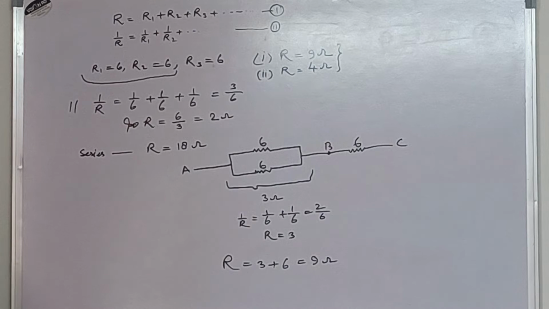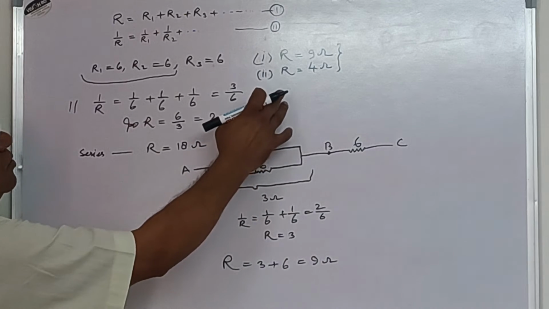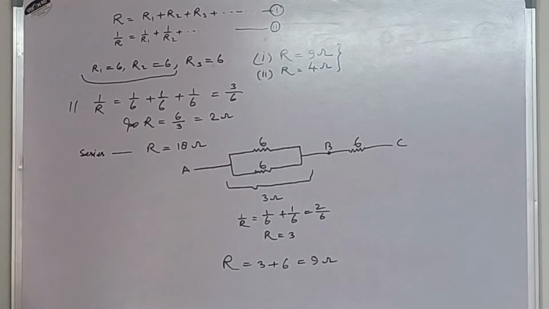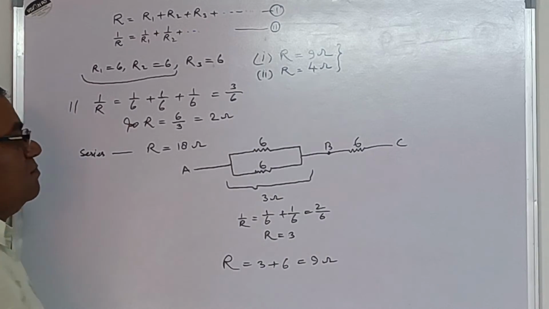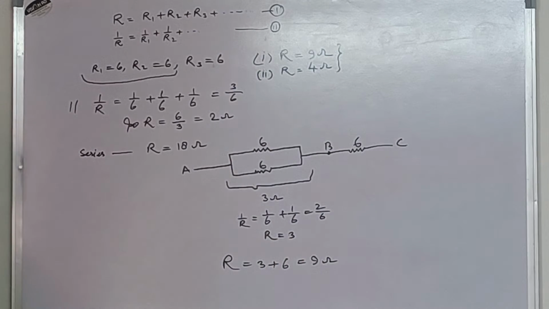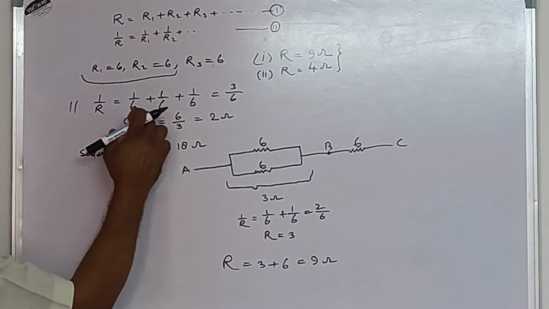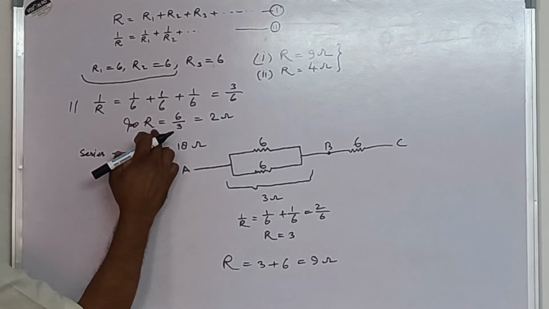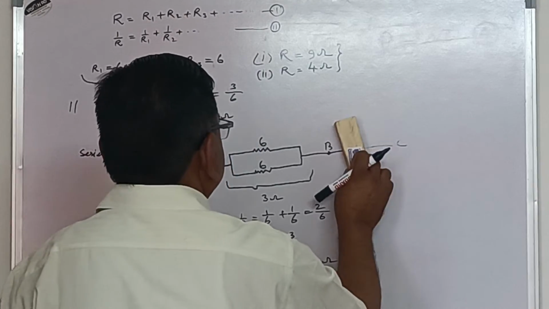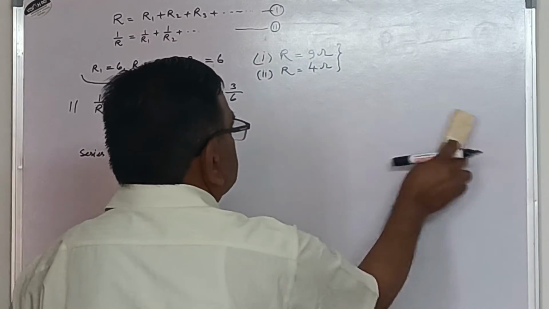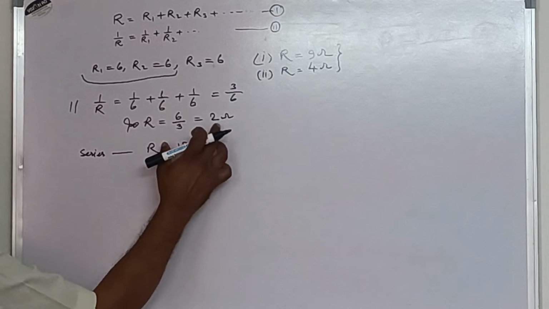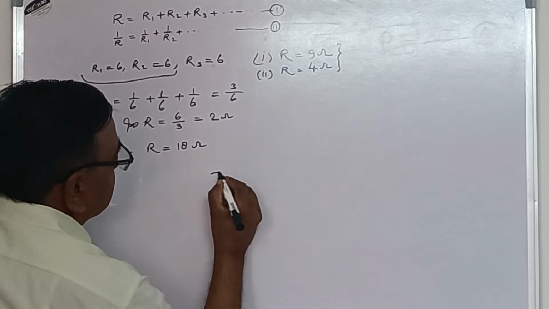Understand? Now, second one. You have to connect these three resistances in such a way that the resultant is 4 ohm. So now you have seen that in this way you cannot get 4 ohm. Now you connect all in parallel here. You find that R is equal to 2 ohms. First, when you connect all the three resistances in parallel, you get a resultant of 2 ohms in this way.